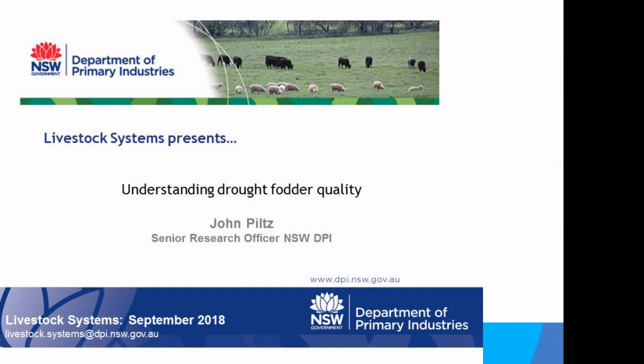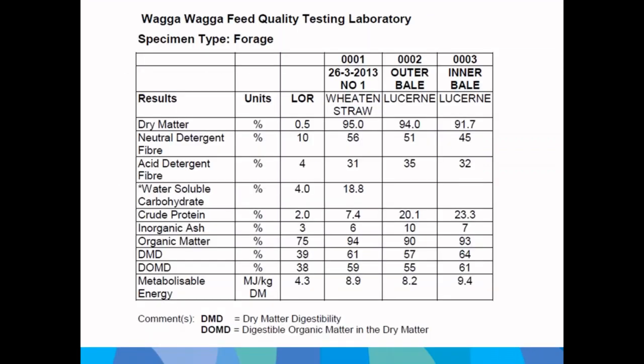Welcome everybody. Today I want to run through feed tests and look at what the important results are that we get, particularly in the context of drought. There's a range of feed testing laboratories in Australia at the moment. Some deliver pretty simple looking test results or printouts, such as this one from the laboratory here at Wagga. Others you'll probably see have quite complicated and complex printouts which contain a lot of additional material.